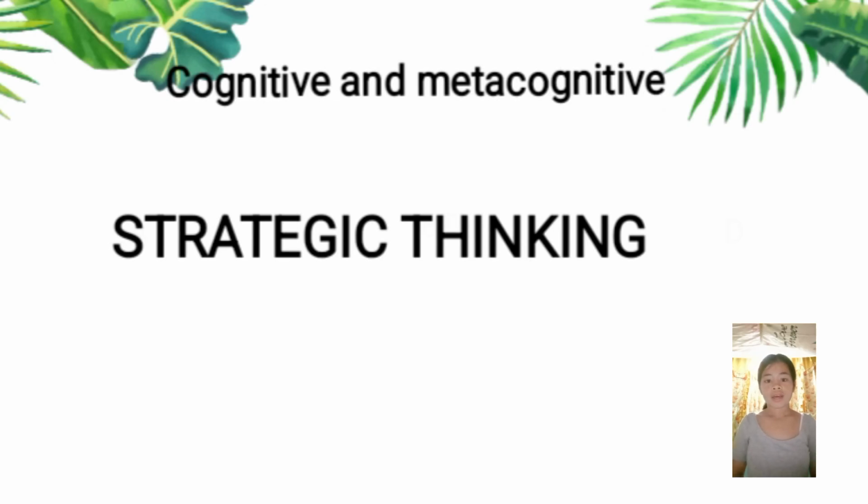Strategic thinking about cognitive and metacognitive concepts involves understanding that cognitive strategies are the how-to of learning, for example, note-taking and grouping, while metacognitive strategies are about thinking to manage the learning process, for example, planning, monitoring, and evaluating one's own learning.